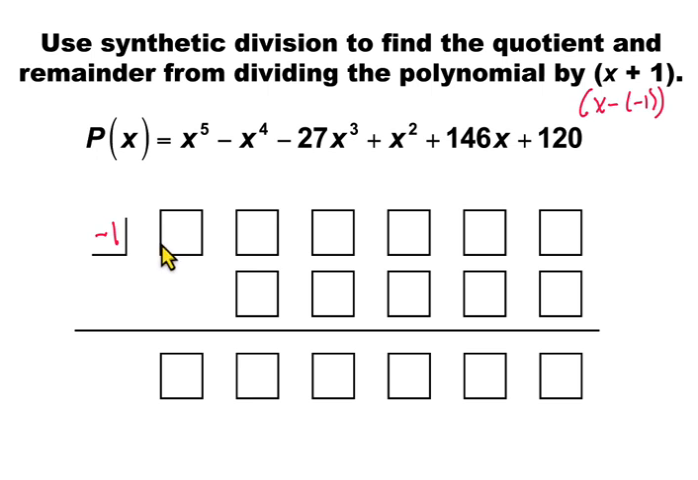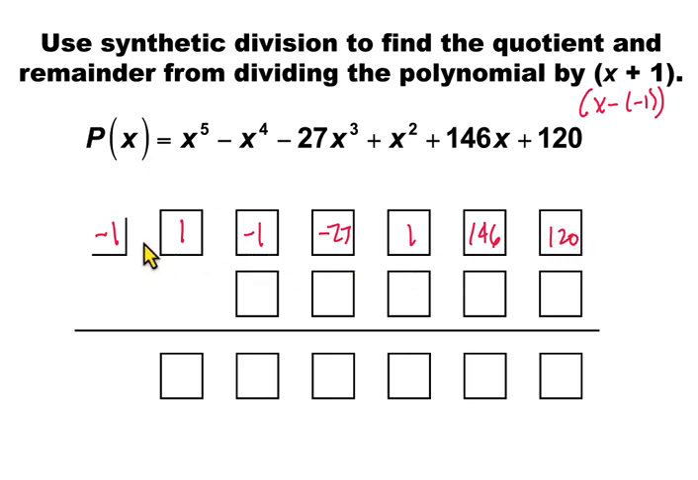Fill in the coefficients from the polynomial here. So the x to the 5th term has a coefficient of 1. This term has a coefficient of negative 1. This term has a coefficient of negative 27. This has a coefficient of 1. This has a coefficient of 146. And the constant term is 120.